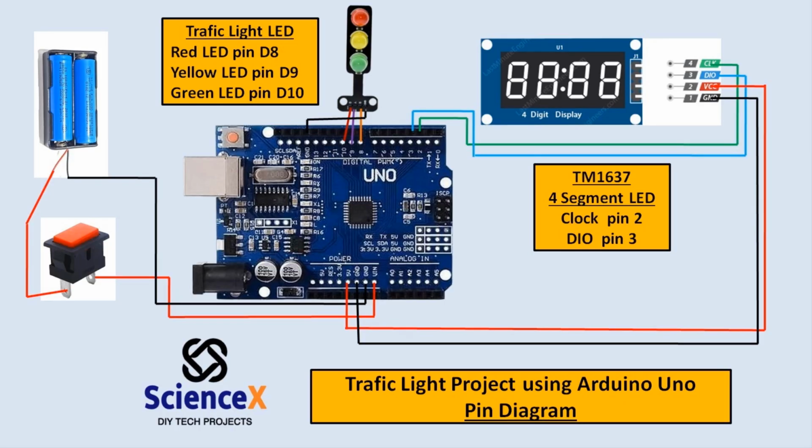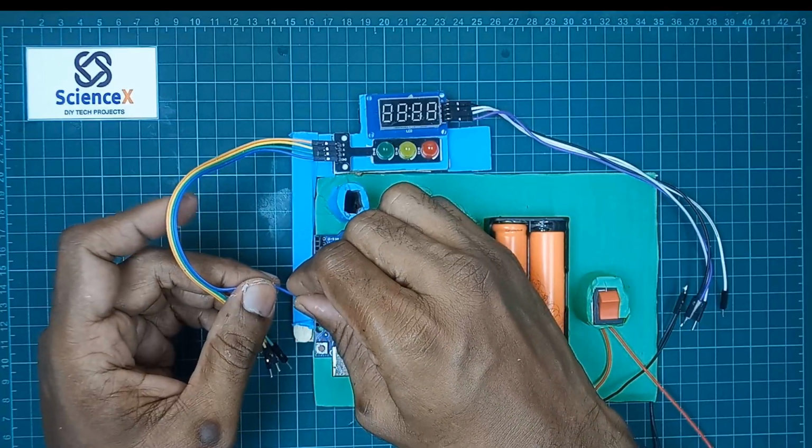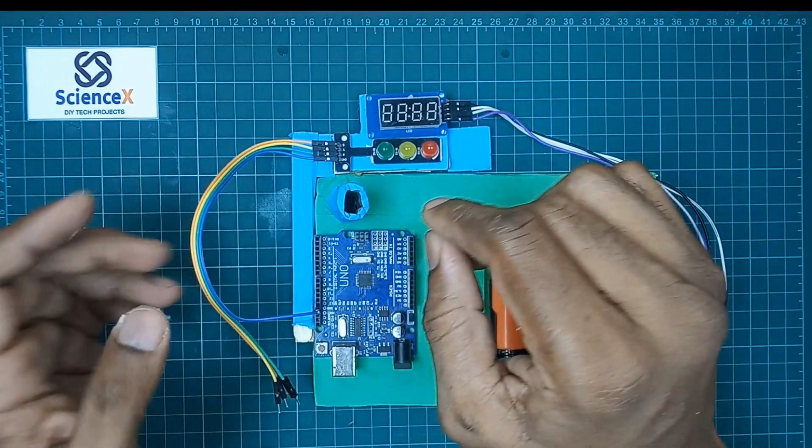Okay, so now we have to go for the circuit connection. Before making the connections, you have to read the pin diagram. I'm giving the pin diagram here. We have to connect 4 components: traffic LED, LED display, battery and switch. Very simple connections. I am making the traffic LED connections first.